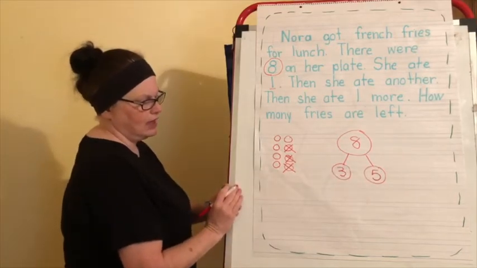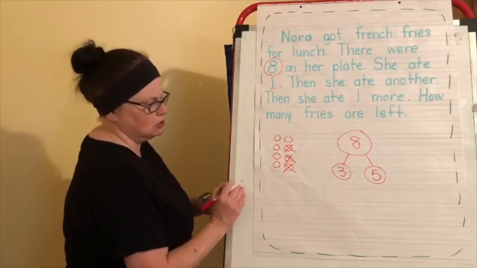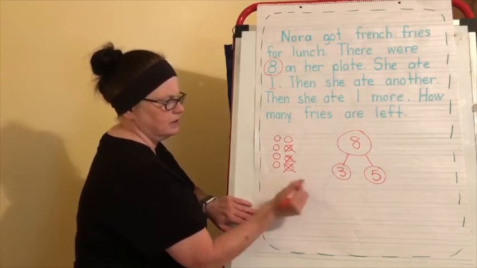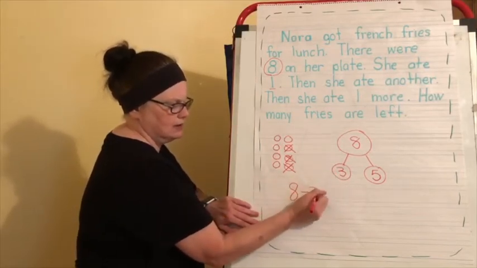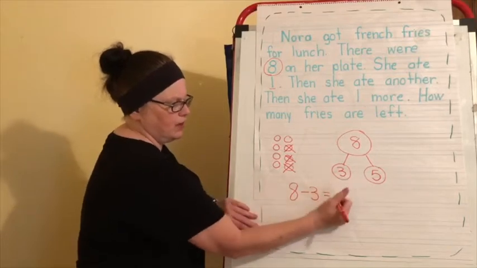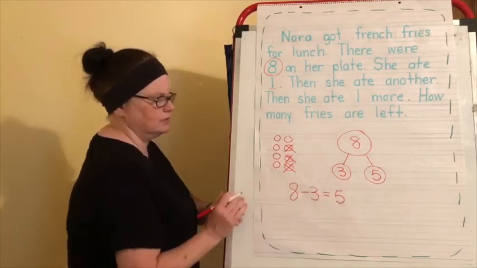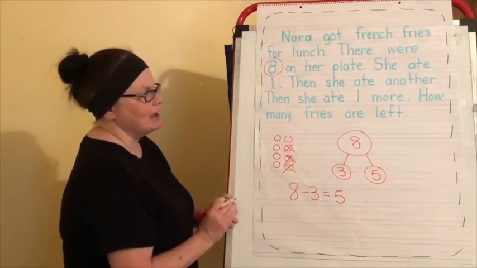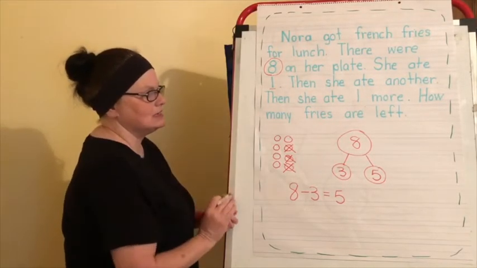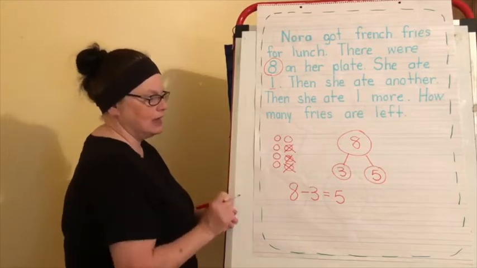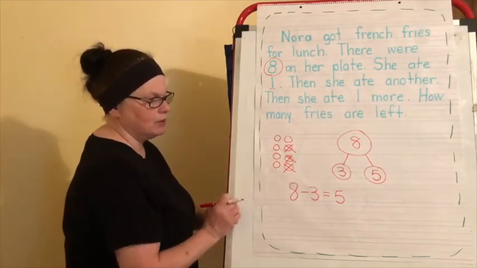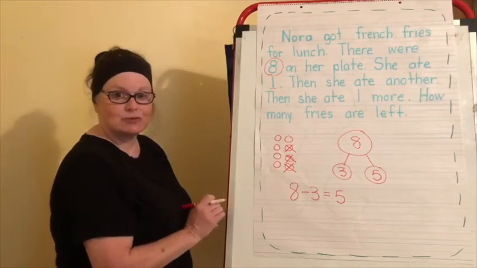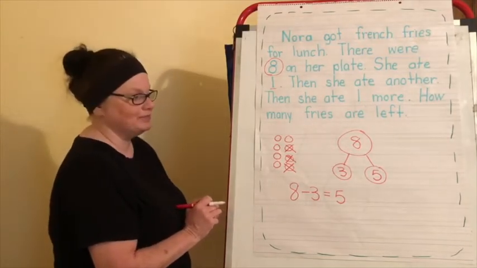Now I can write that as a subtraction sentence too. She had 8 fries. She ate 3 equals 5 she has left over. Can you try it a different way at home? Start with 8 and then see how many she ate and go ahead and make a number bond to show me a different way to make 8. And send those to your teacher so they can see them.